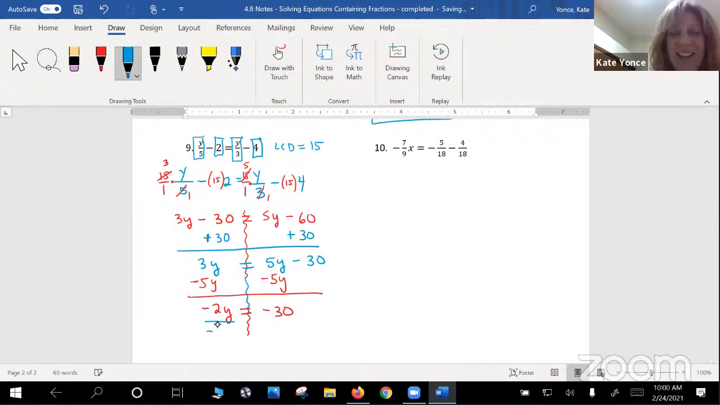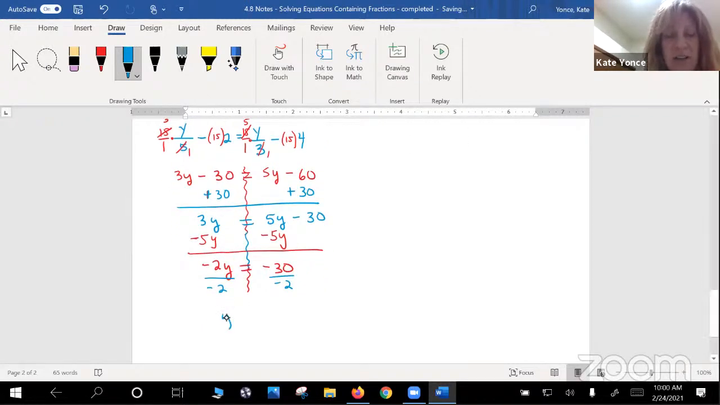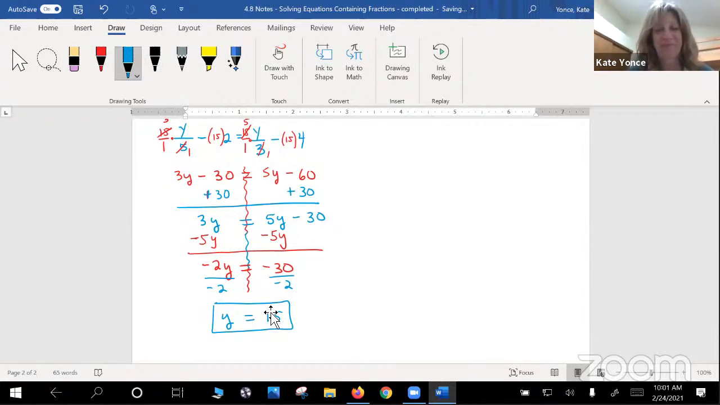Thanks, Patches. Erica doesn't like negatives, but we're going to make her love them or hate them. I'm not sure which. So y equals, would it be positive 15? Very good. This is one time I'm going to allow you to say positive. Yes. Negative over negative is positive. Boom. Yeah, because I saw it was negative 30, negative.